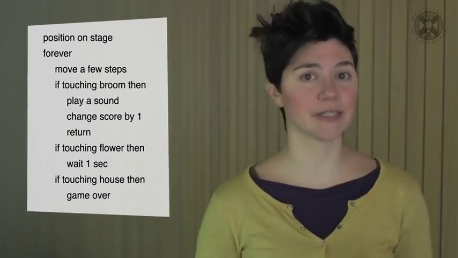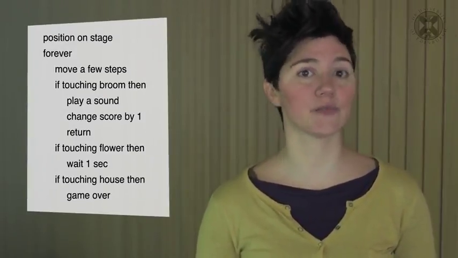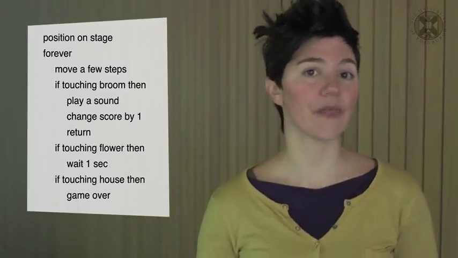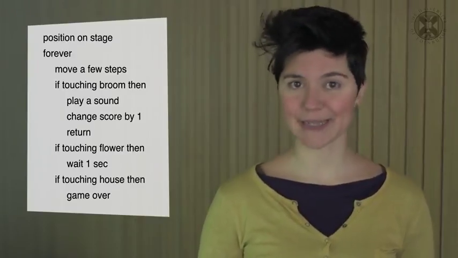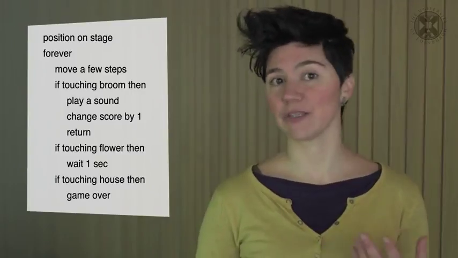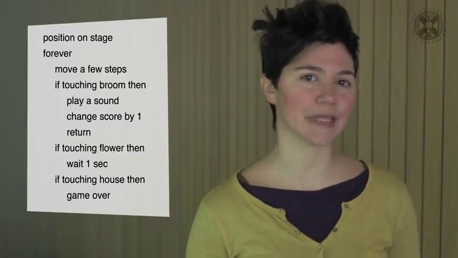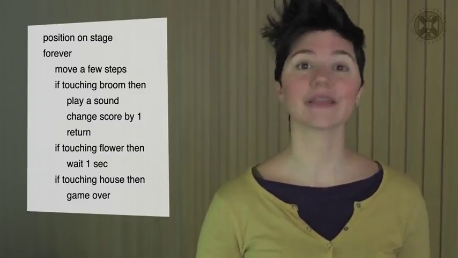Now, let's design the zombie behavior when it starts as a clone. It is first located on the stage, and then it keeps moving to the left, checking whether it is touching the broom, the flower, or whether it's reached the house. Whenever it touches the broom, a sound is played, the game score is increased, and the zombie will go back. Whenever it touches the flower, it will hold for a few seconds, and that's it. Once the zombie reaches the house, the game is over. We'll specify later on what it means for the game to be over.